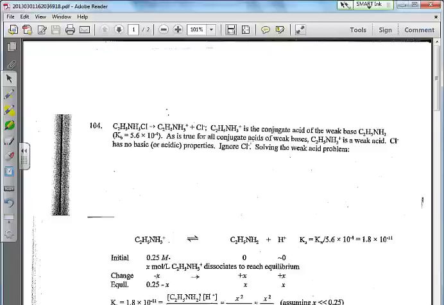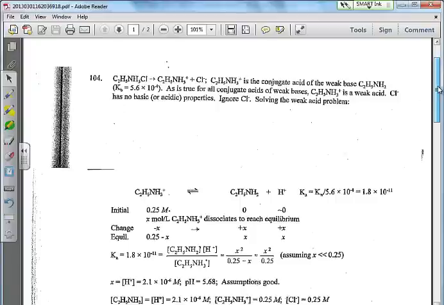So the ethyl ammonium ion is a conjugate acid of a very weak base, which would be this compound right here minus the extra hydrogen ion. So it's got a Kb value. Here's the Kb value for this weak base. This would have to be given to you in a test or quiz scenario; the book wants you to go look it up. But as true for all conjugate acids of weak bases, it's also a weak acid. The chloride ion is going to have zero basic or acidic properties, so we ignore it. So we've got to solve the weak acid problem to figure out where this is going to go.